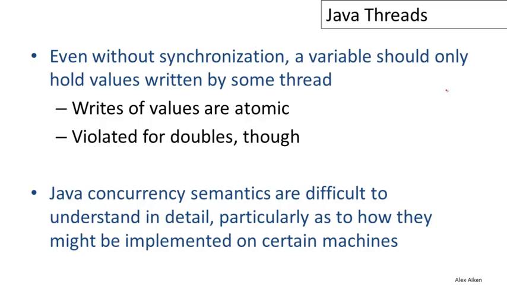I'm going to conclude this video by making a couple of other comments on Java's threads. So one property we would like is that even if there is no synchronization, a variable should only hold values that were actually written by some thread. So what do I mean by that?